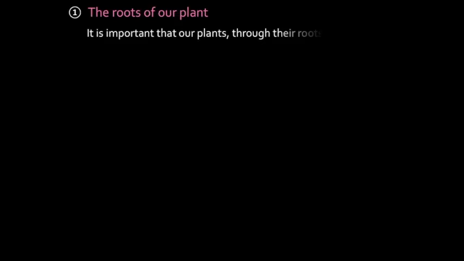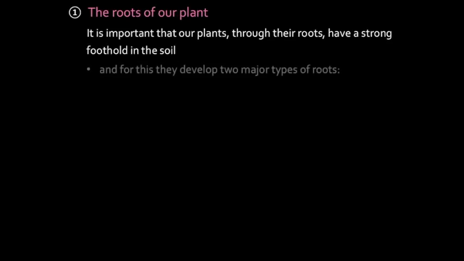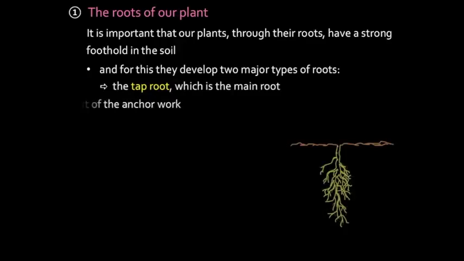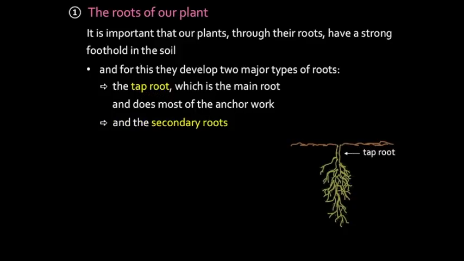It is important that our plants, through their roots, have a strong foothold in the soil. And for these, they develop two major types of roots. First, the taproot, which is the main root and does most of the anchor work. And second, the secondary roots.